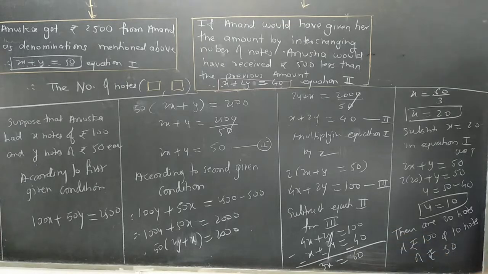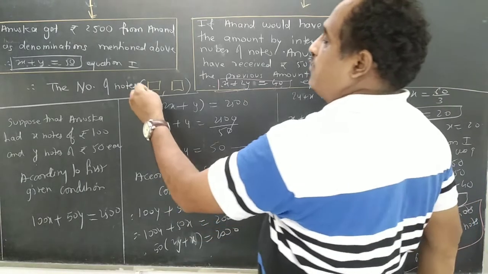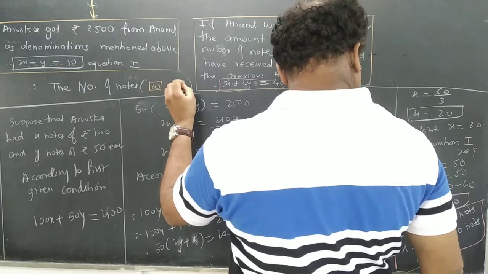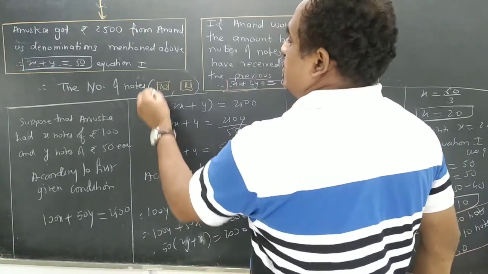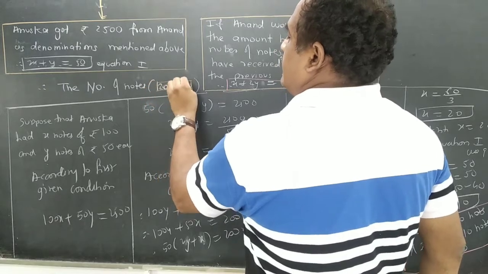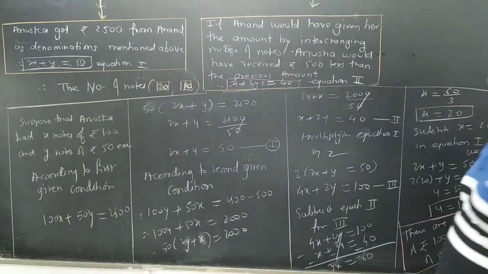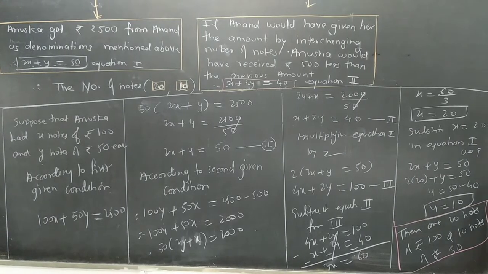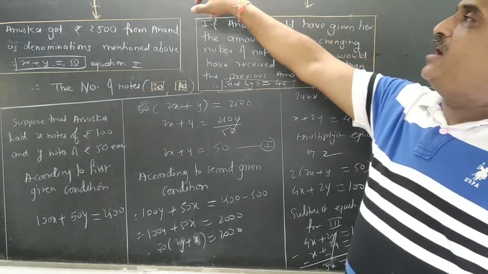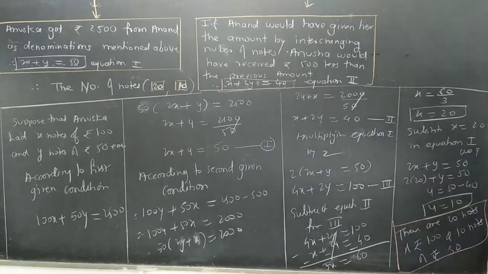This is your final answer, but they have asked in the activity, so you are going to write the number of notes as 20 and 10, which will be better. How are you going to write? 20 and 10, that is the answer you are going to write. Comment on it: you just have to make the change. Instead of 10 rupees, you are going to write 100 rupees.